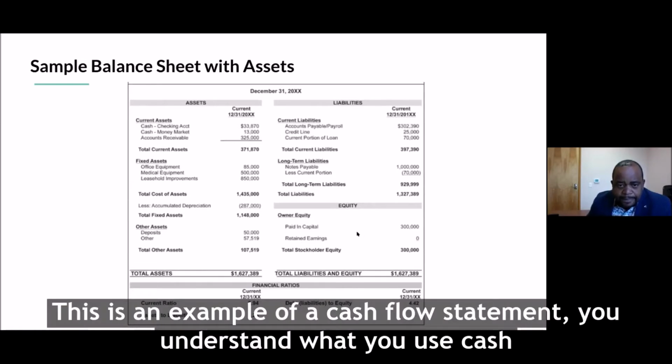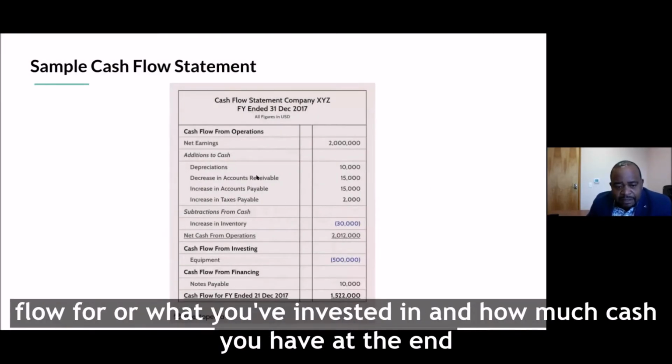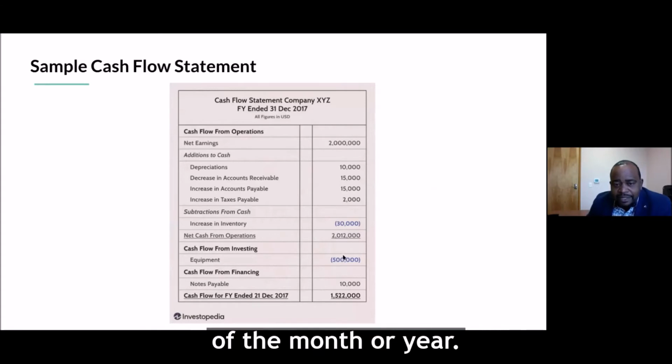This is an example of a cash flow statement. You understand what you use cash flow for, what you've invested in, and how much cash you have at the end of the month or year.